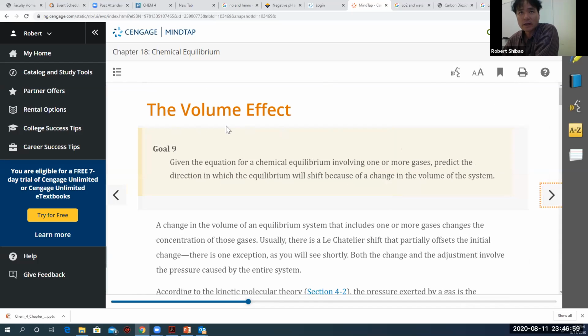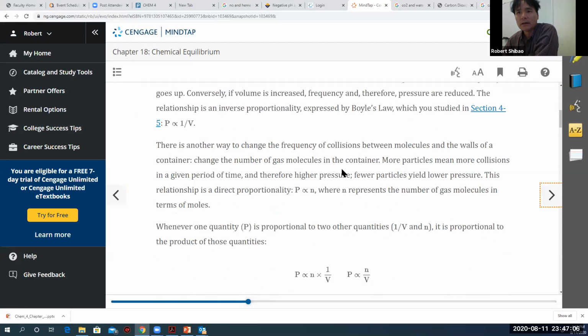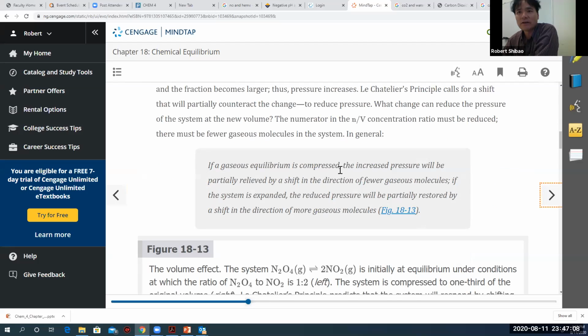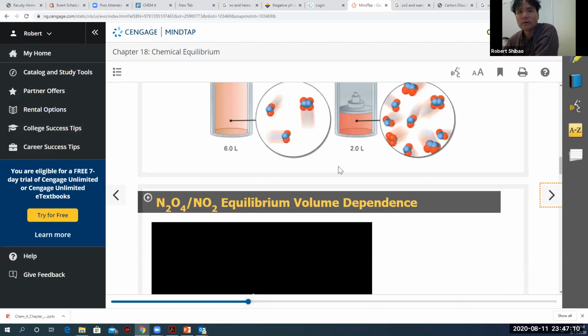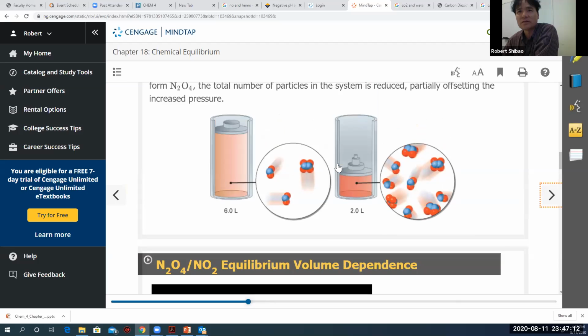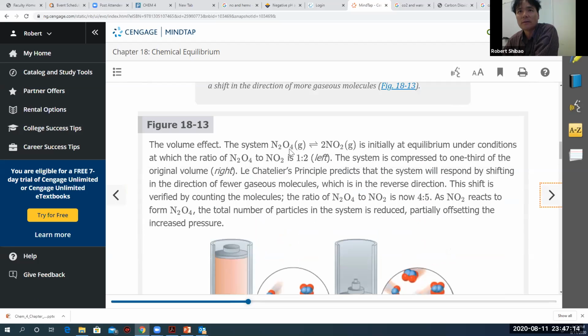And so we can look at that in terms of a volume effect. One way of increasing pressure is decreasing the volume. And when we decrease the volume, it's going to favor the side with fewer moles. And when I increase the volume, it favors the side with more moles of gas. And so when I look at N2O4 and NO2, there's 2 moles of gas here. So smaller volumes favor the left, bigger volumes favor the right, because I just have twice as many particles of gas on the right than I have on the left.